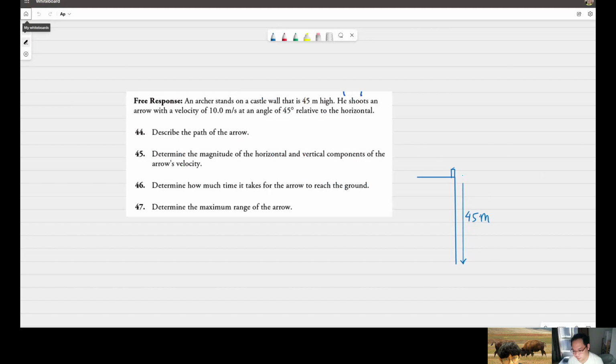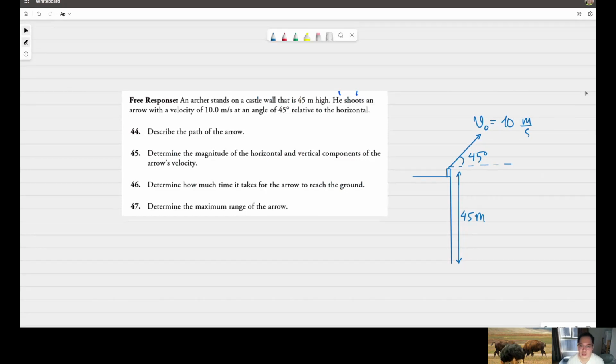At the height of 45 meters above the ground. Okay, the arrow is shot at this angle, 45 degrees. This is the initial velocity, which is 10 meters per second. The angle here is 45 degrees.